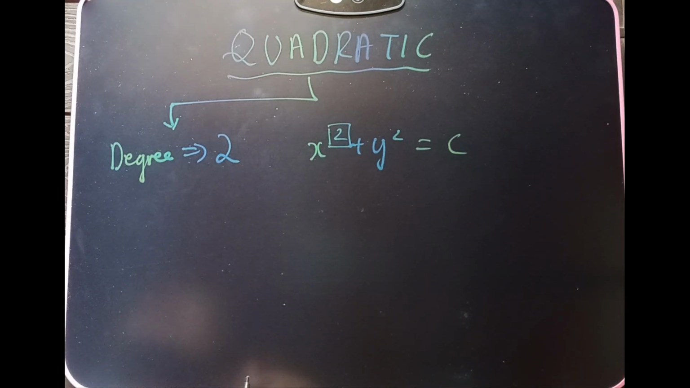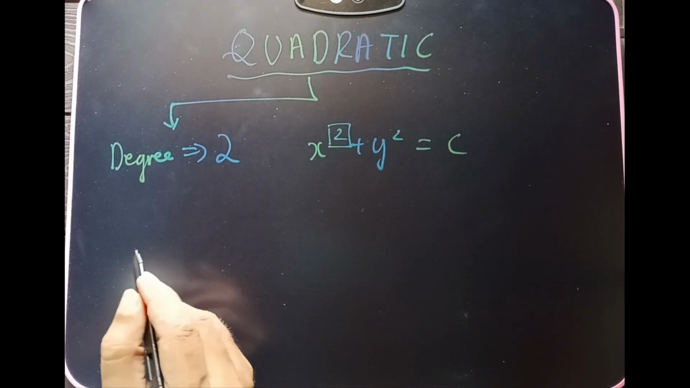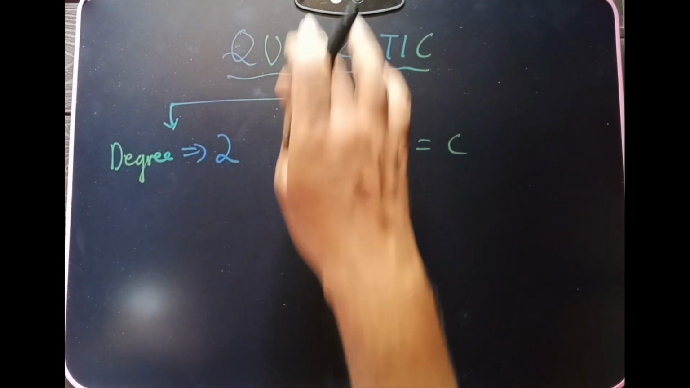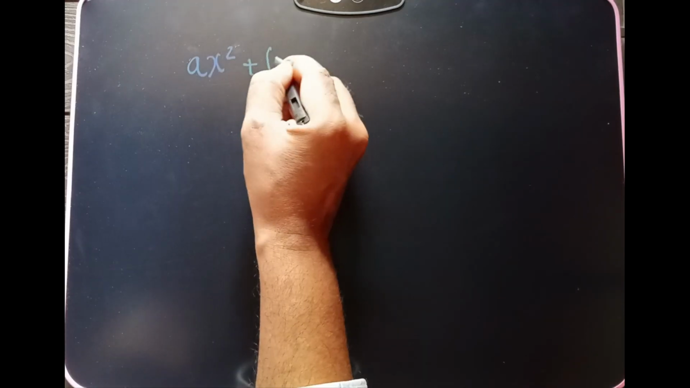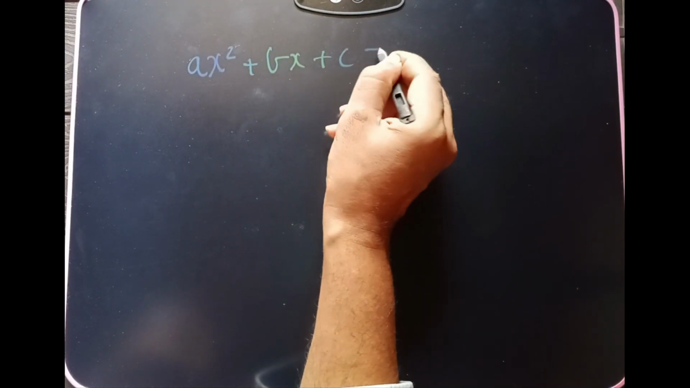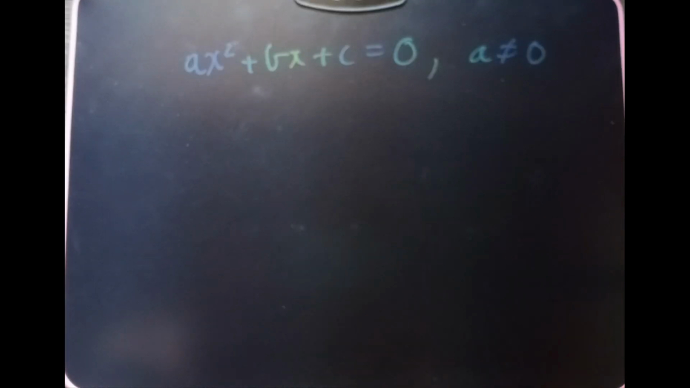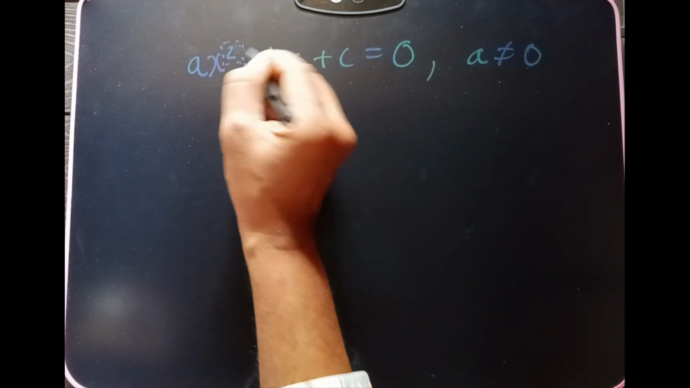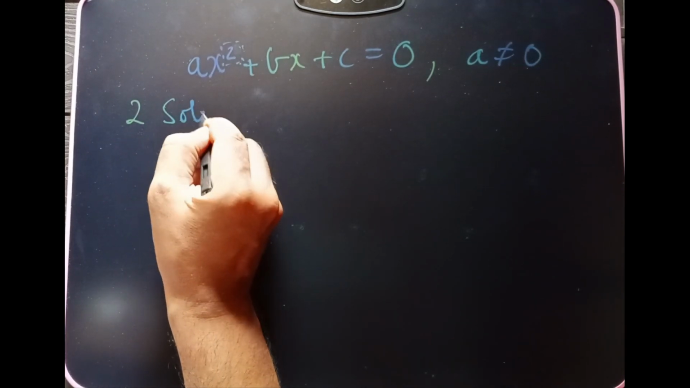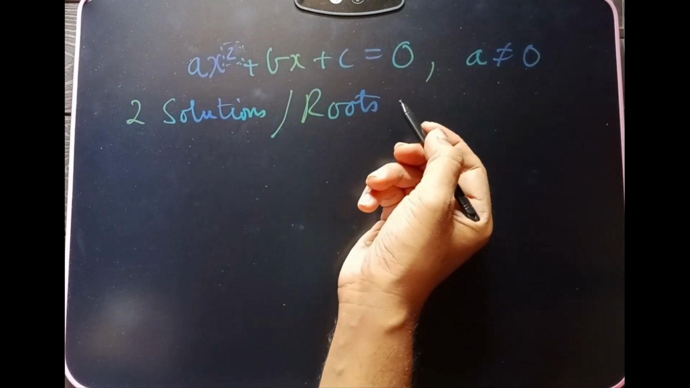Okay, so now how to find out the roots of this particular equation? Let us take an equation like ax square plus bx plus c is equal to 0, where a is not equal to 0, and this is given in your book also. Because it's of second degree, it will have two solutions, or two roots, right?